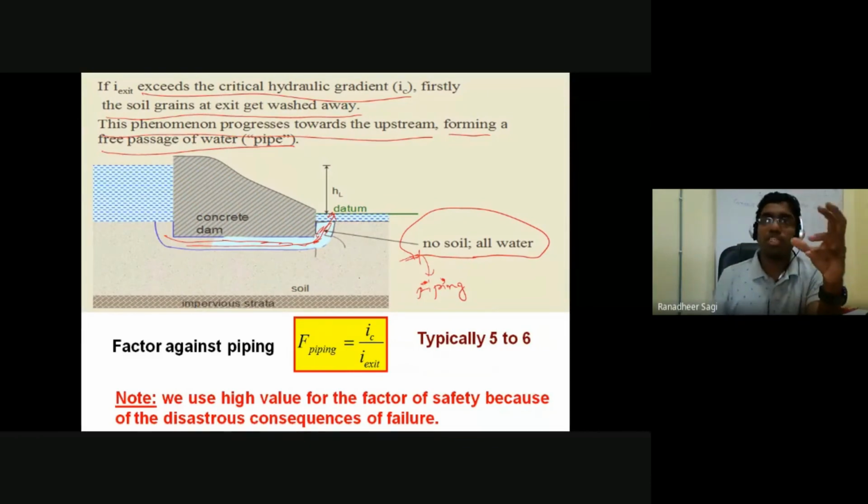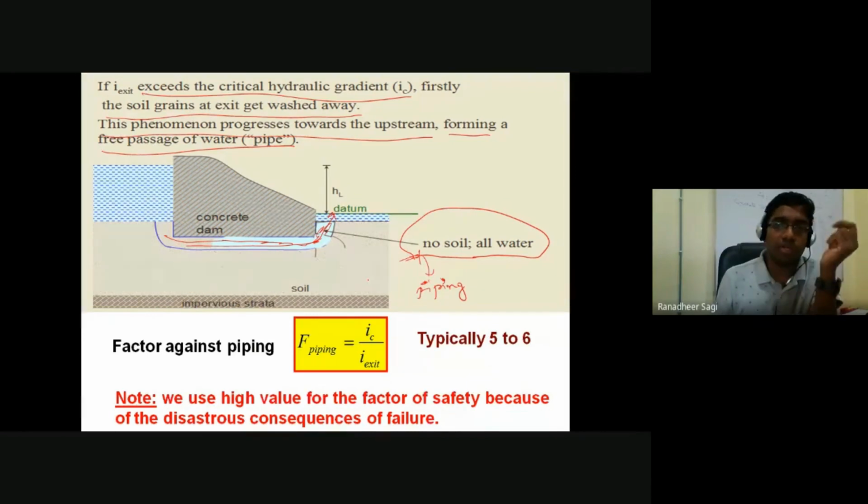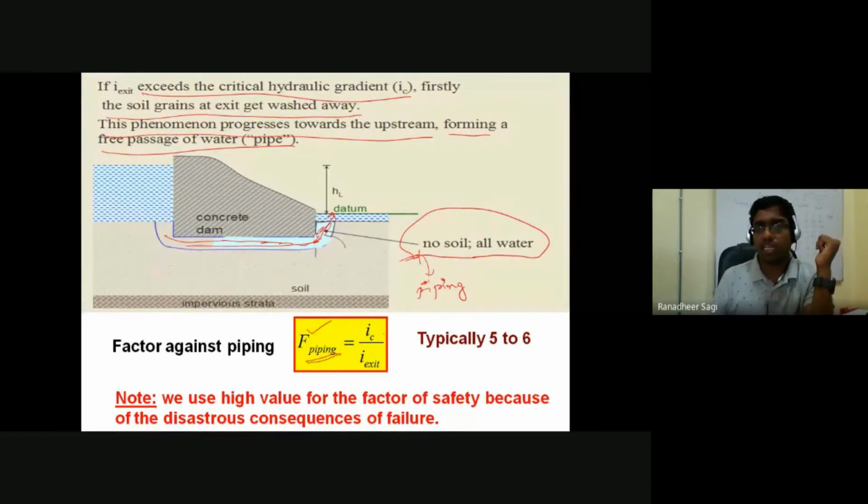Now, how do I ensure whether the structure is safe against piping failure or not? Typically I can calculate the factor of safety against piping failure. The factor of safety against piping failure is nothing but what is maximally allowed compared to what is getting developed. So it is the ratio of the critical hydraulic gradient to the exit hydraulic gradient. That ratio is what we call the factor of safety against piping.